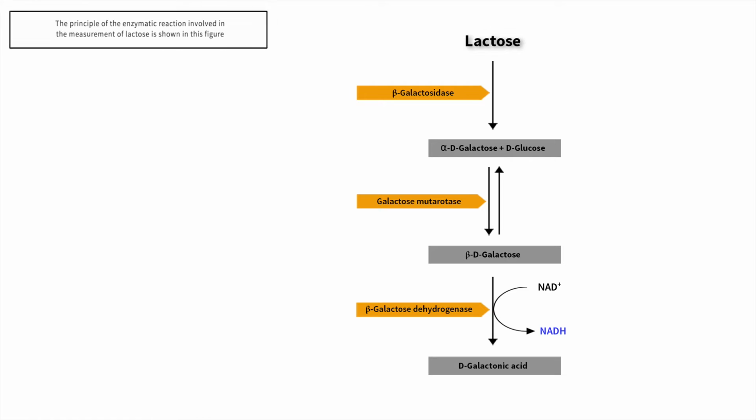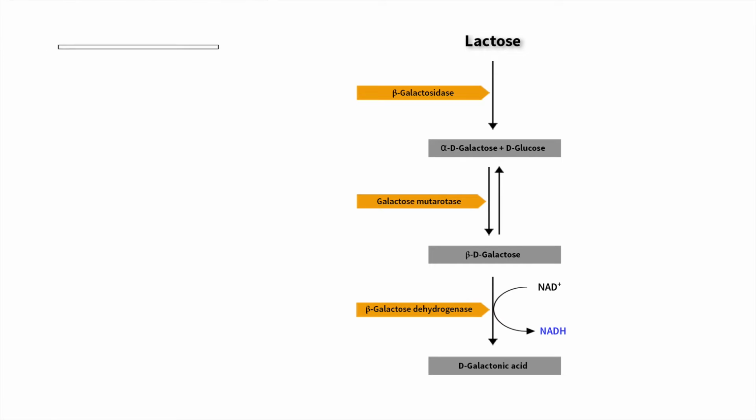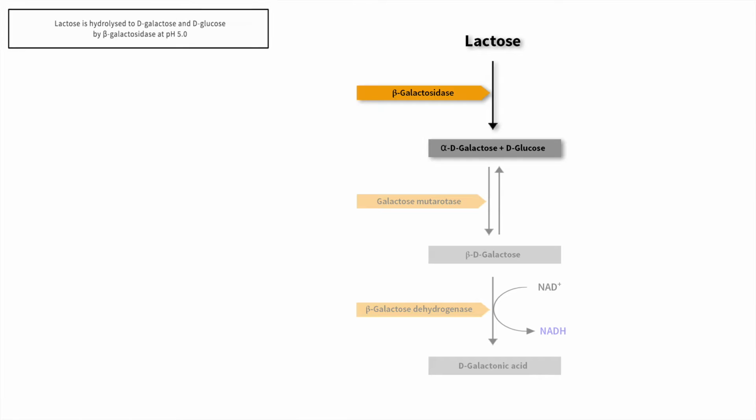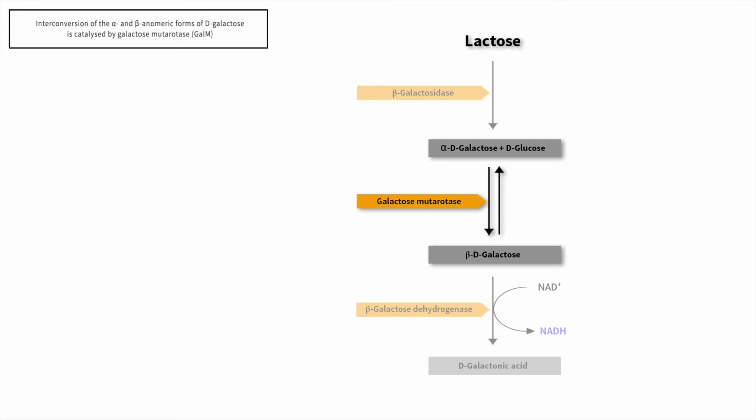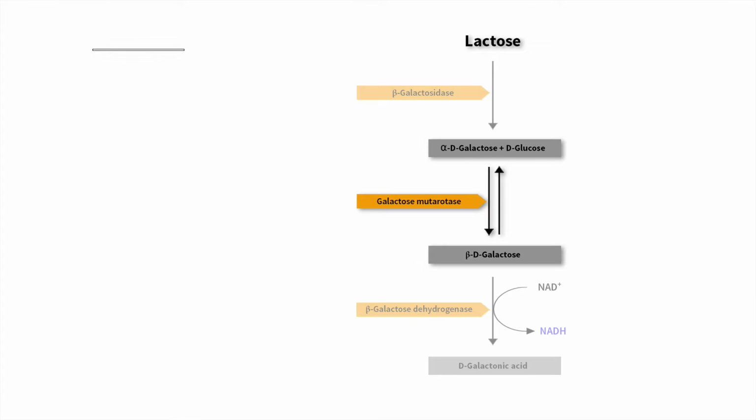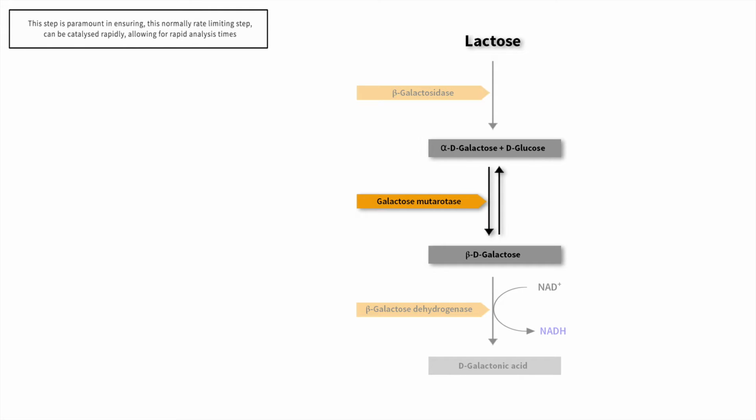The principle of the enzymatic reaction involved in the measurement of lactose is shown in this figure. Lactose is hydrolyzed to D-galactose and D-glucose by beta-galactosidase at pH 5.0. Interconversion of the alpha and beta anomeric forms of D-galactose is catalyzed by galactose mutarotase, GAL-M. This step is paramount in ensuring this normally rate-limiting step can be catalyzed rapidly, allowing for rapid analysis times.